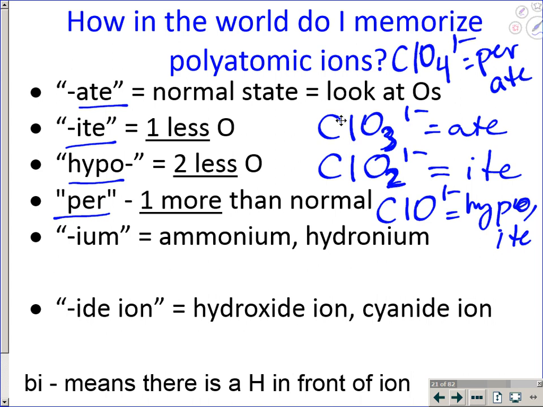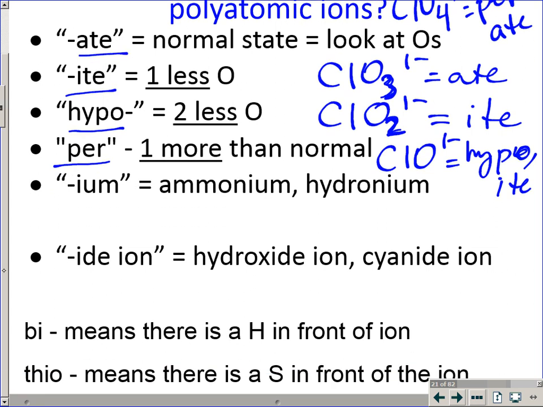So ate, you memorize. Ites, you already know because they're what? 1 less. Hypoites, you already know because they're 2 less. And then pers, you already know, 1 more. Okay? The other ones don't really have a trend or anything. I already told you about the ides. Most of the ides are from the periodic table, but these are just the 2 random polys that have ides.